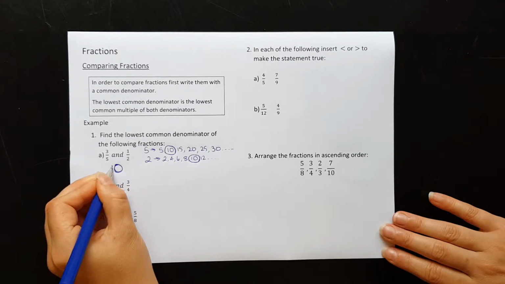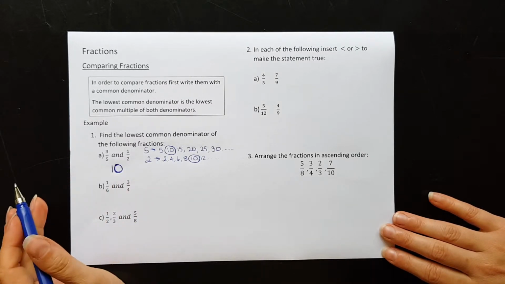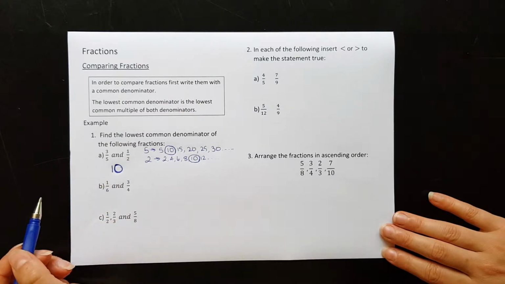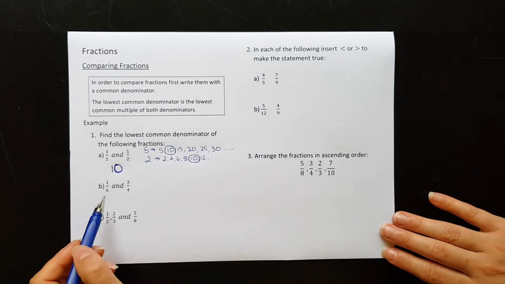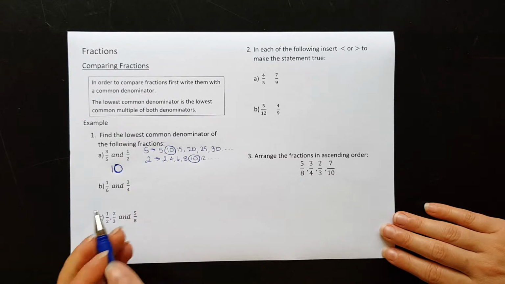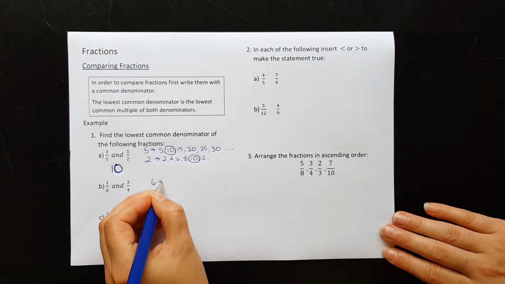We're not actually going to be doing anything else with that for now. We're just going to be writing down that the lowest common denominator is 10. Let's try that again for B. I have a denominator of 6 and a denominator of 4. Let's write down some multiples.